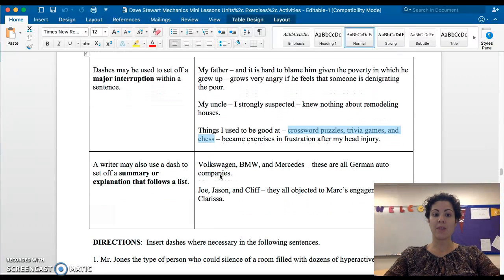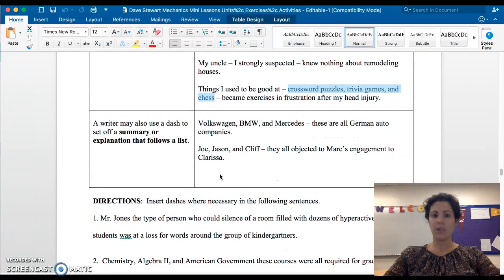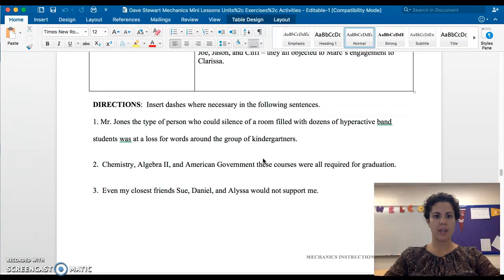Also, a writer may use a dash to set off summary or explanation that follows a list. So similar to our colon, right? Just reverse colon. So we could say Volkswagen, BMW, and Mercedes, these are all German auto companies. So list your 3 things, and sum them together. Or Joe, Jason, and Cliff, they all objected to Mark's engagement to Clarissa. There you go. So let's try it out here.